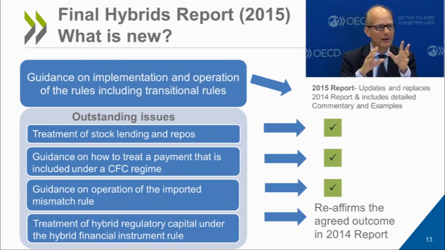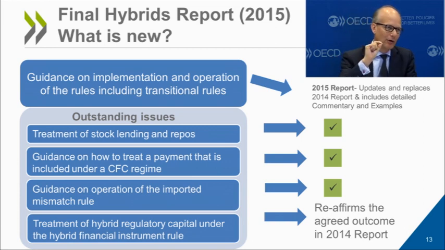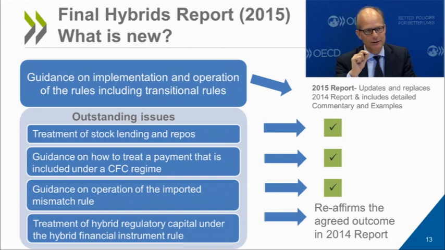The second was the question, well, what happens if the inclusion does not happen at the level of the entity, but at the level of the shareholder, triggering a CFC inclusion? Is that an inclusion for purposes of inclusion deduction, or is it not?